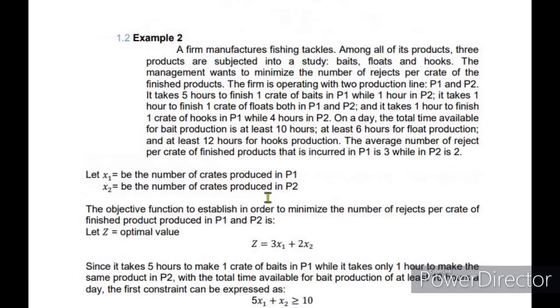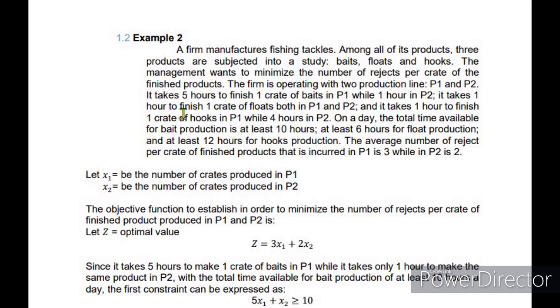Next, for example number 2, a firm manufactures fishing tackles. Among all of its products, 3 products are subjected into a study: the baits, floats, and hooks. The management wants to minimize the number of rejects per crate of the finished products. So this is a minimization problem. The firm is operating with 2 production lines, P1 and P2.